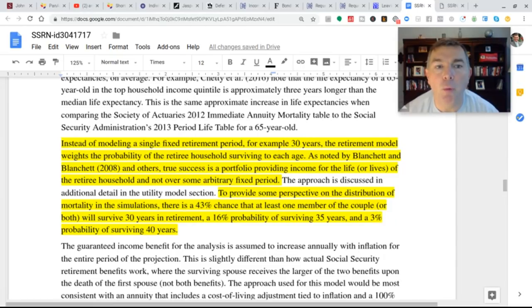This retirement model weights the probability of the retiree household surviving to each age. As noted by Blanchett in 2008 and others, true success is a portfolio providing income for the life or lives of the retiree household and not over some arbitrary period. I completely agree. So we're not going to say you're going to live 30 years. If you have money after 30 years, that's great, you win. But what if you live 34 years? What if you live 28 years? I mean, that's what we need to do.